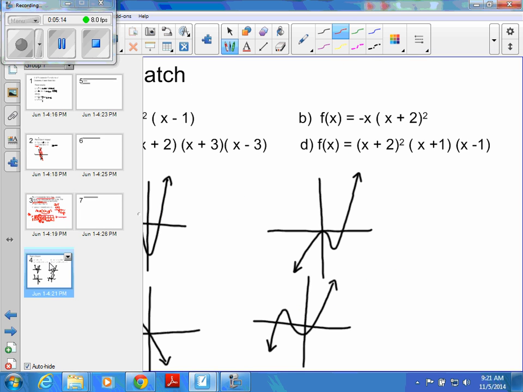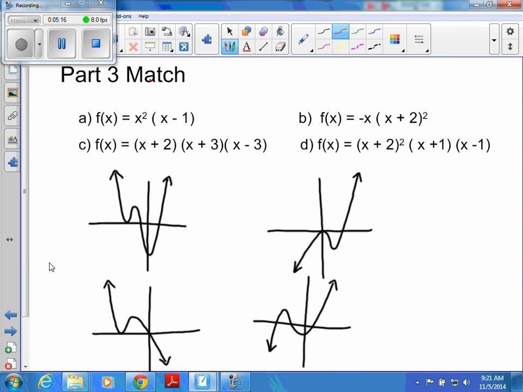Okay, the next section will take a little bit. They want you to match the graph with its equation. We need to review things back from Algebra 2. So what I'm going to do is review the end behaviors that we went through in Algebra 2.